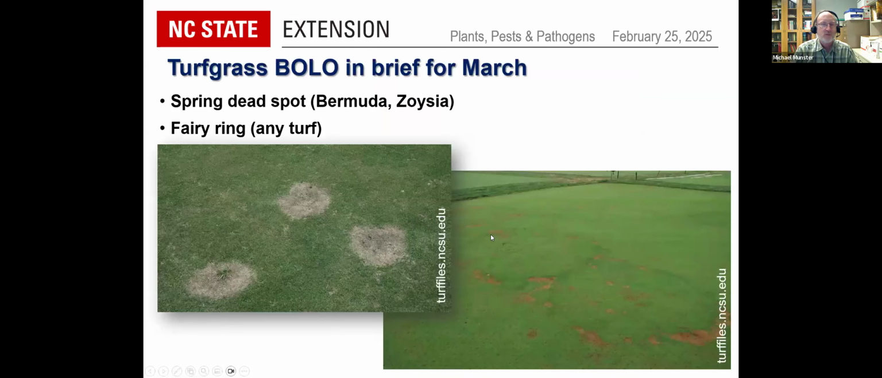And finally, to close off with turf, which is not really my area, there are a couple of things to look out for. One would be spring dead spot, which are areas killed by the cold, but because the spot was infected in the fall by a fungus, our warm season grasses like Bermuda and Zoysia, instead of greening up, stayed dead in those spots. And fairy ring can occur on any turf, so be on the lookout for that any time of year.